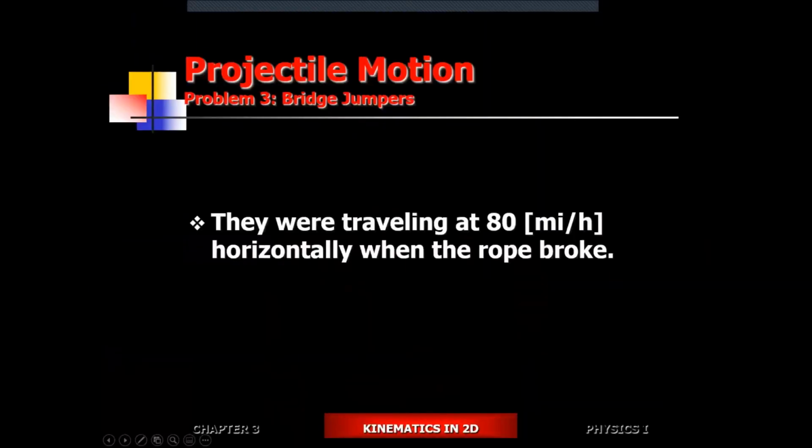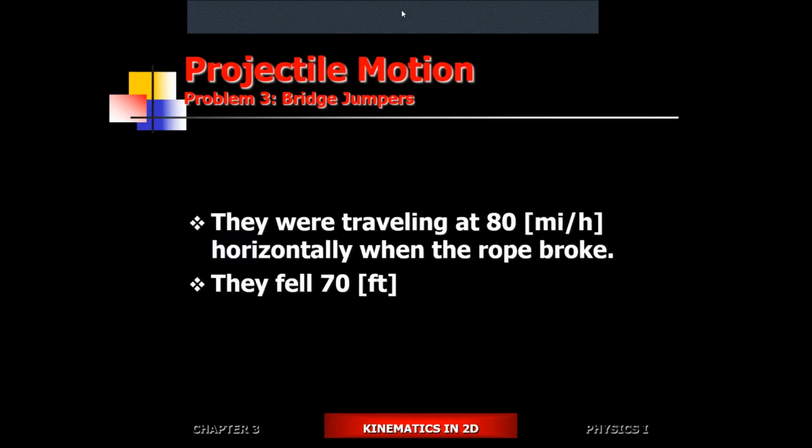So I just do this problem, not redo it. This is your homework. So horizontal speed is 80, and then they will fall 70 feet. So what do I need? I need to know a bunch of stuff.